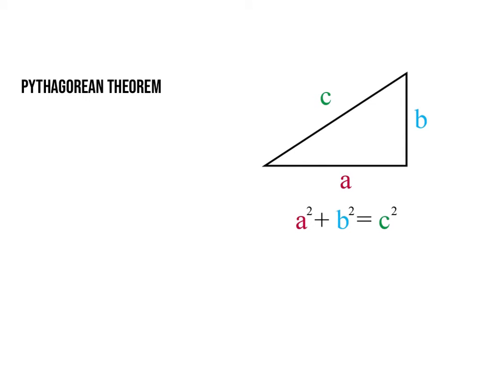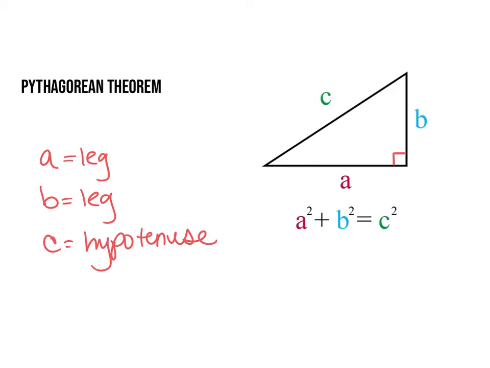All right, Pythagorean theorem, next thing we have to talk about. Hopefully you've seen this before, but when we have a right triangle, so we have to have that right angle there, if we know two of the sides, we can find the third.